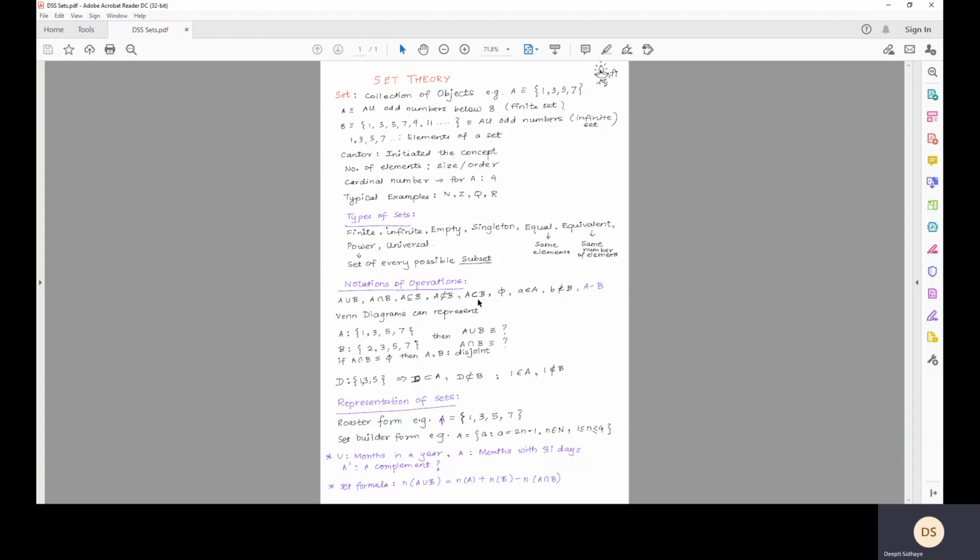So if you remember, if you draw two circles, the portion of intersection is basically denoting the intersection of two sets, etc. Now, if there is no intersection between two sets A and B, that means if the intersection is null, if it is an empty set, then you can say that A and B are disjoint sets. They do not have any element in common.